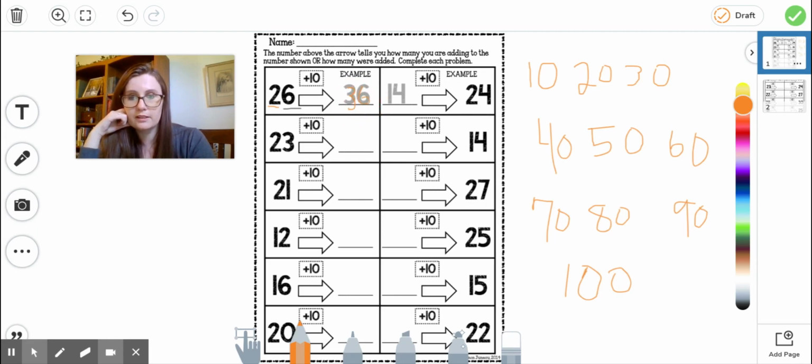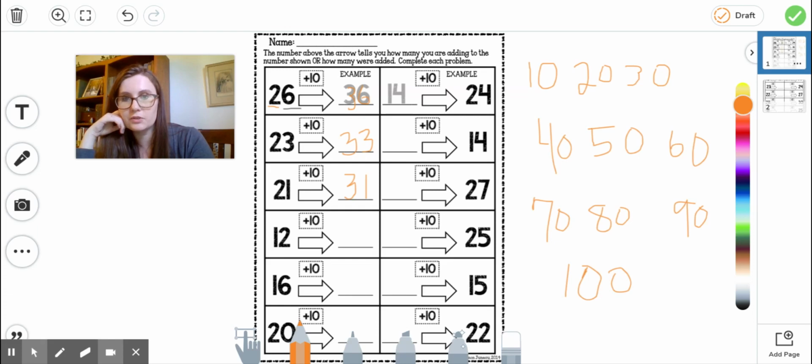Let's try 23. It's going to be really similar to what we just did. 23 plus 10. I can think 20 plus 10 is the same as 30. So 23 plus 10 is the same as 33. See how our ones place is staying the same? 21 plus 10. What do you think that is? Yeah, 31.